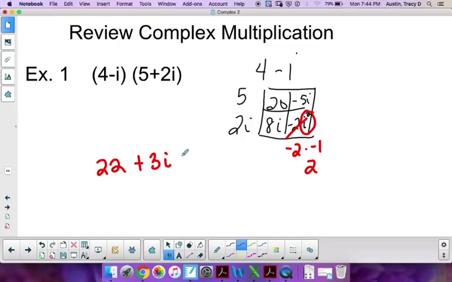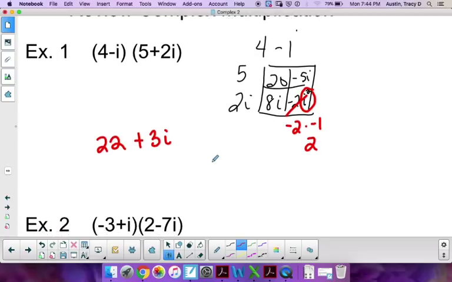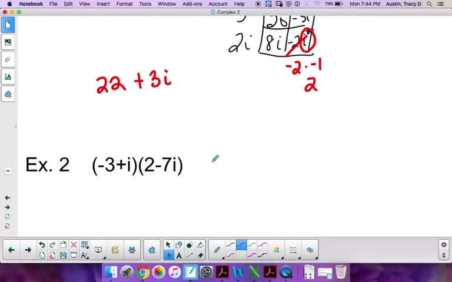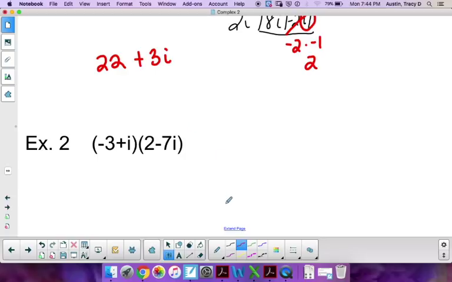Now, we still have to write this in that same a plus bi form that we've been talking about. That's how you're expected to write your answers. So multiplying these two complex numbers, you should get 22 plus 3i as your finished term. All right, so let's try another one. Again, I do these using the box method to make sure I don't leave off anything.